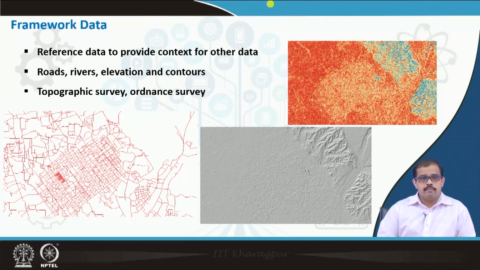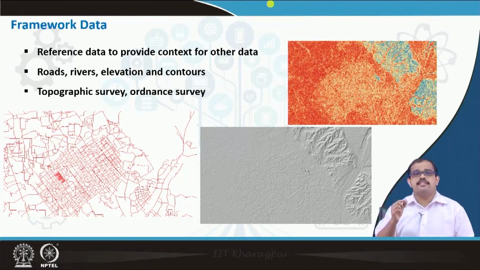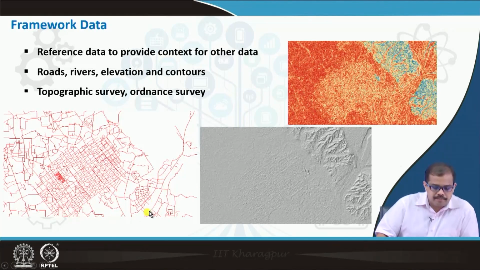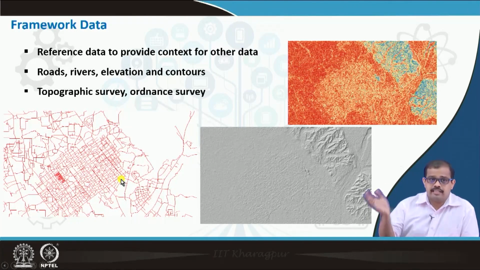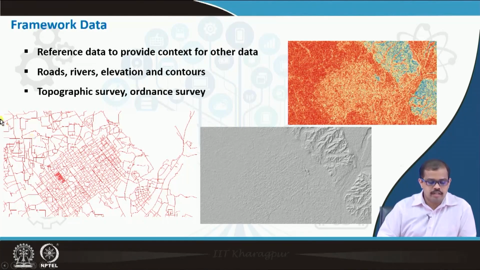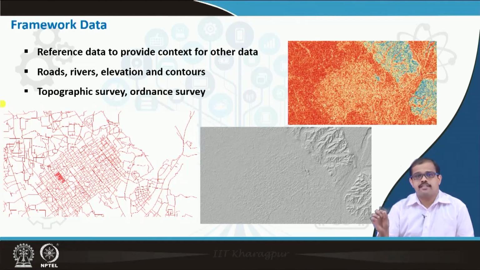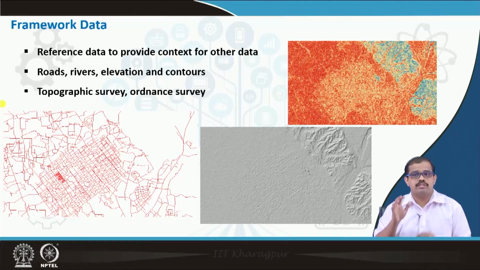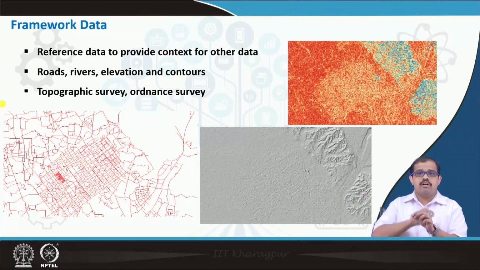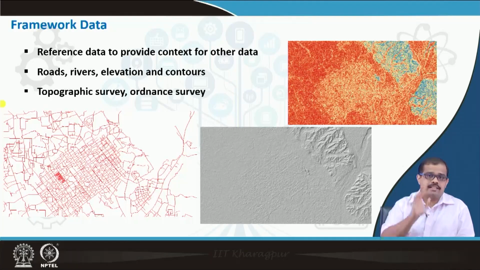So, when we look at the framework data, as I said, is one kind of data. This framework data is actually a reference data. For example, if you look at this entire map, if I actually give a reference of maybe let us say it is a NH and SH are the state highways and national highways. If I give a reference of NH here, okay, so that becomes a reference data for any of the other observations. So, framework data is basically a reference data that can be used to refer other kinds of data or use it for various other analysis as a reference point.